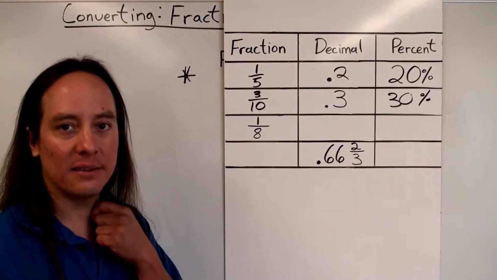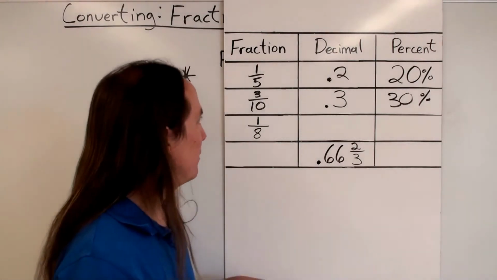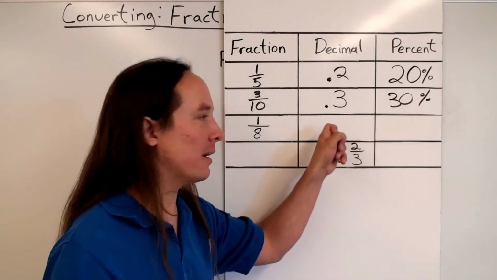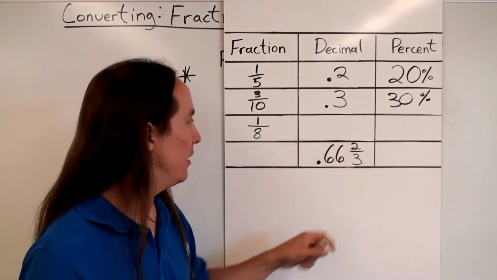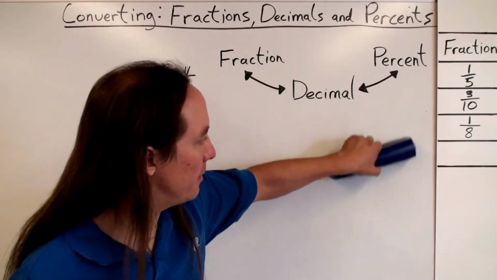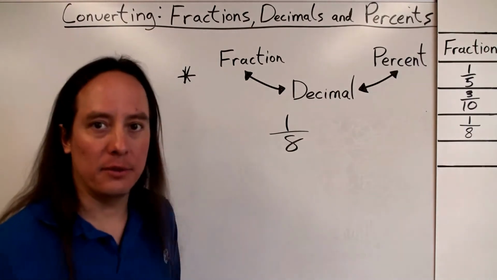That one's 3/10. Okay. Let's go ahead and try 1/8. All right. So I can't take 1/8 directly to a percent. I've got to go through the decimal form first. So now how do I convert 1/8 to a decimal?